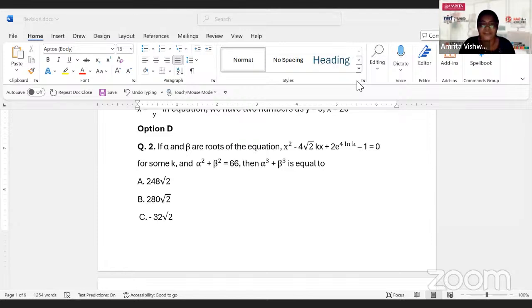So yes, how will you do that? It's already given that for this particular equation, alpha and beta are the roots, and alpha square plus beta square is given as 66, and we have to find alpha cube plus beta cube.